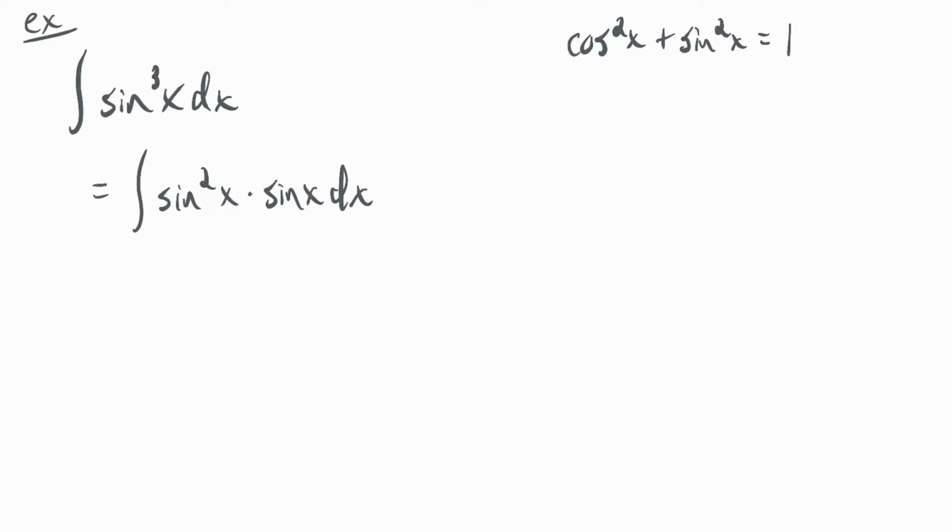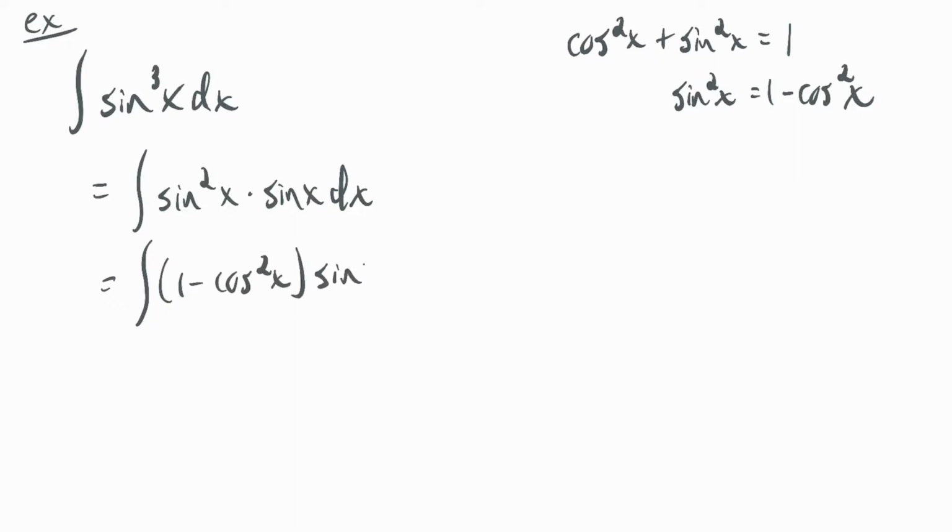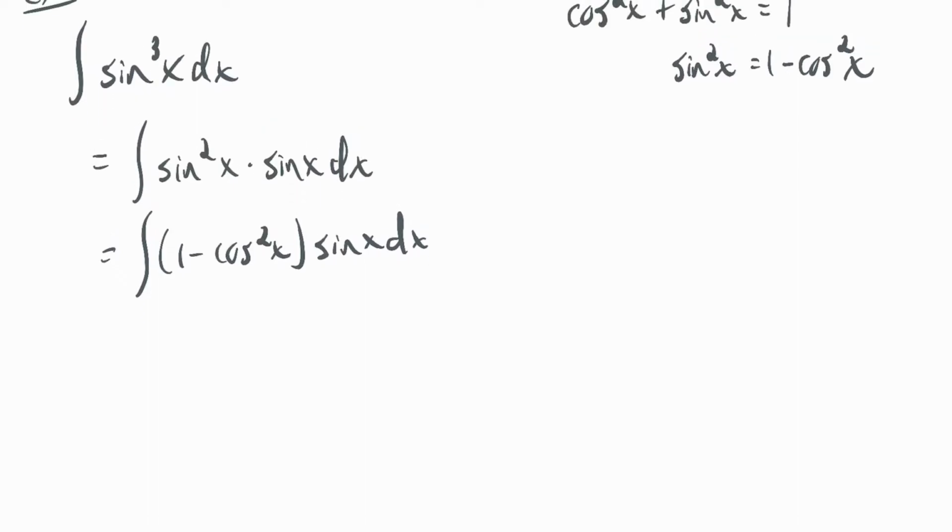So I'll just subtract cosine squared x on both sides. So sine squared x equals 1 minus cosine squared x. Okay, and that's the replacement I'll make over here. So this is going to be the integral of 1 minus cosine squared x times sine x dx. Okay, and you might think, well, isn't this harder? We've made things more complicated, but it's actually going to work out really nicely. So now what I'm going to do is distribute and have sine x minus sine x cosine squared x.